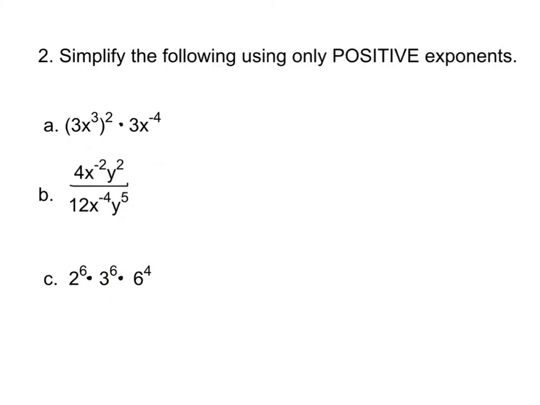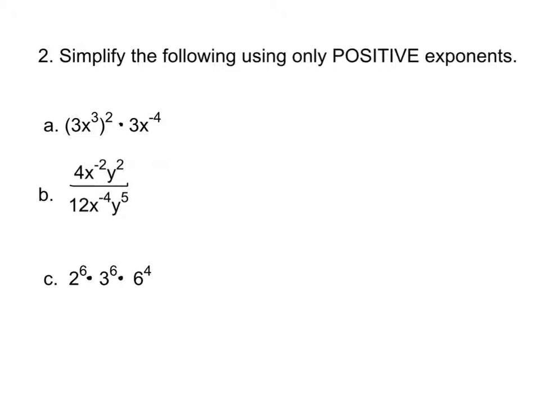So here, this is without a calculator. It says simplify the following using only positive exponents. Okay. So A here, what's the first thing we want to do? Yeah, distribute this exponent. And you have to be careful. You can only distribute exponents like this when it's multiplication here. If there's a plus sign in here or a minus sign, you couldn't do it.